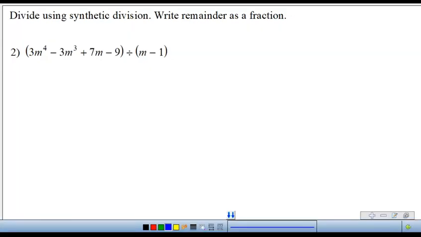In the second example, I do have a missing term. You might notice that there isn't an m squared. So when we set this problem up, we need to make sure and put a 0 where the m squared would have been. Step 1, solve your divisor, and you get 1. That's what I will put in the box. Step 2, write down all of your coefficients, including the 0 that marks where the m squared would have been.